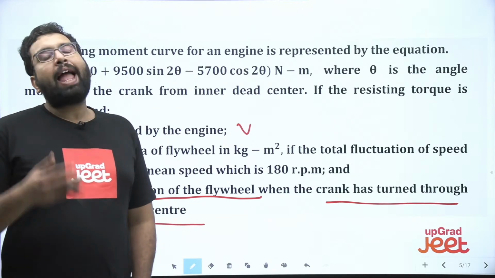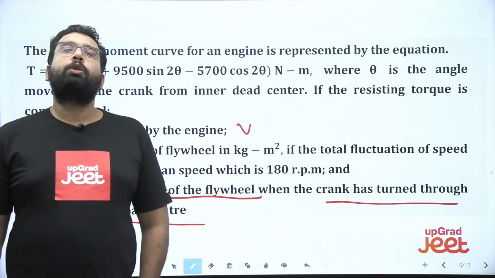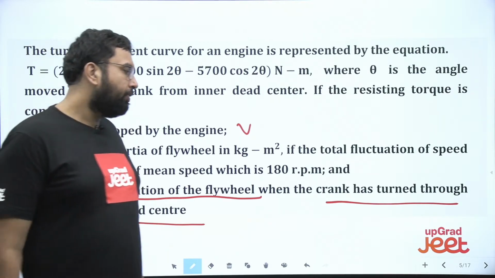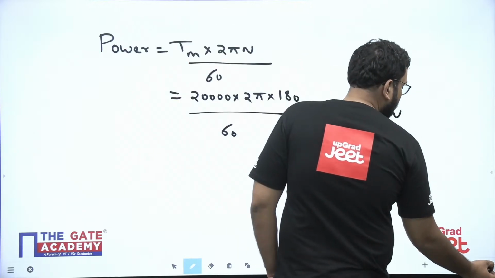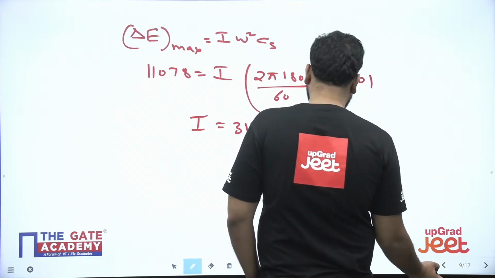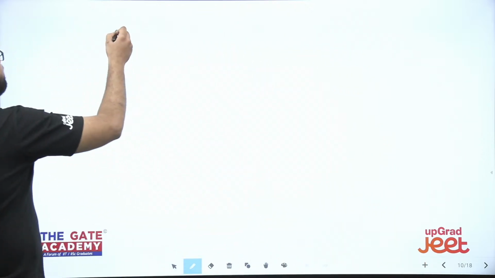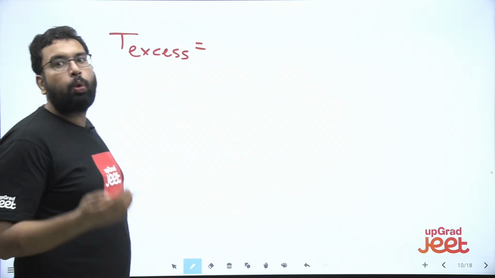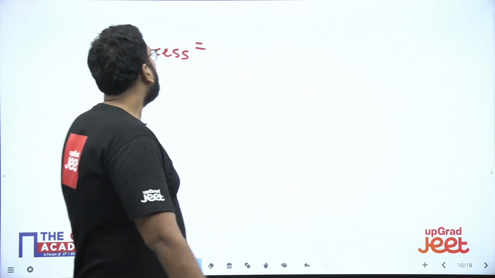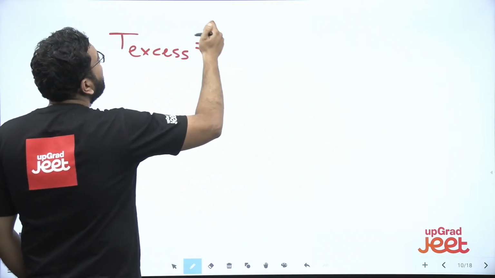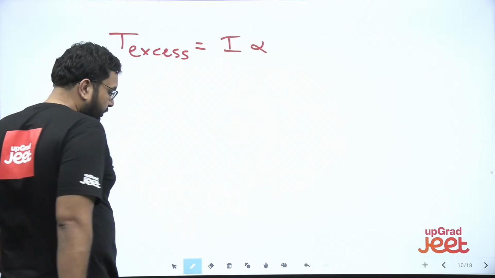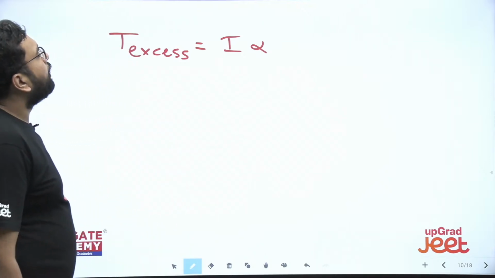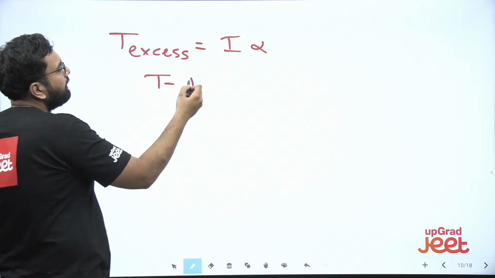Okay, so why would there be some angular acceleration to your crank? Because there will be some excess torque. And we very well know that torque is also I into alpha. Okay, I think we all understand this. So whatever excess torque we have, excess torque means more than the mean torque. By the second law of Newton, this excess torque must be equal to I into alpha. So what is this excess torque? T minus T mean.